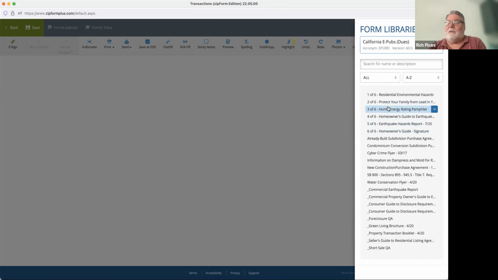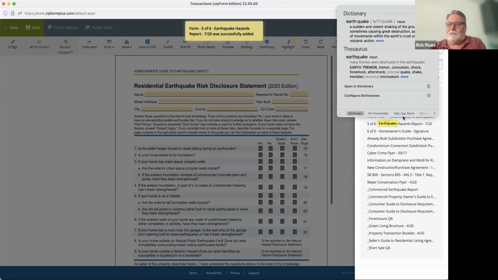The actual guides are right here that you can email to your client. So it's the residential environmental hazard, it's the lead, all of this is right here. And then 5 of 6 is this form.